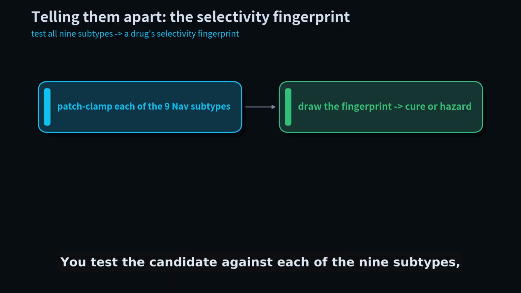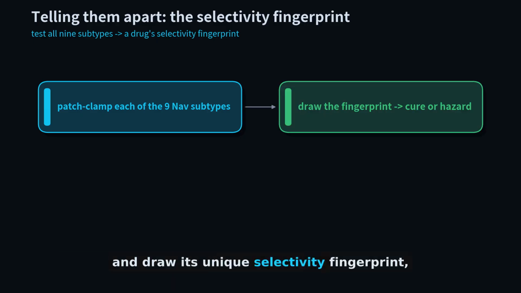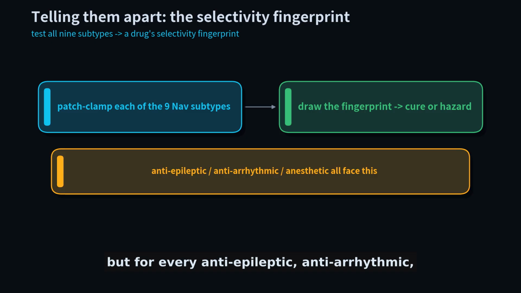You test the candidate against each of the 9 subtypes, one by one, and draw its unique selectivity fingerprint, revealing whether it's a cure or a hazard. This is required study not only for painkillers, but for every anti-epileptic, anti-arrhythmic, and local anesthetic. The 9 siblings now all known.